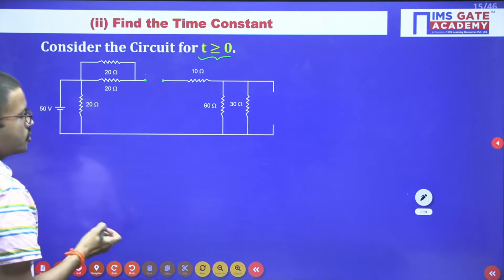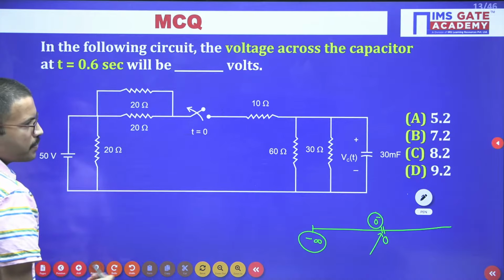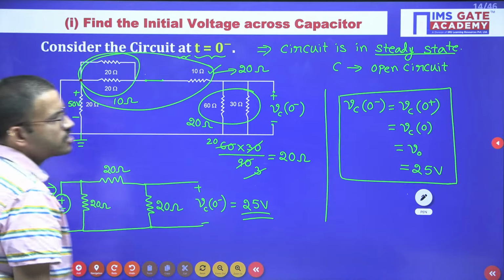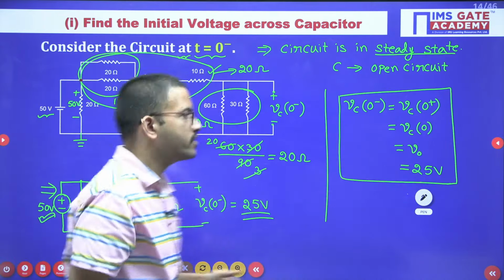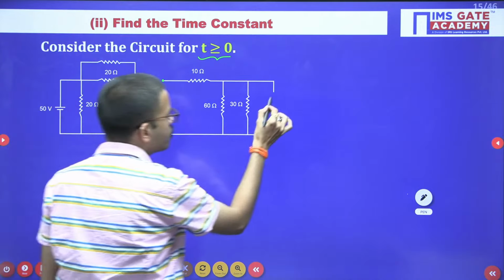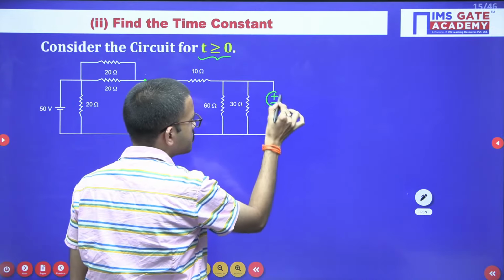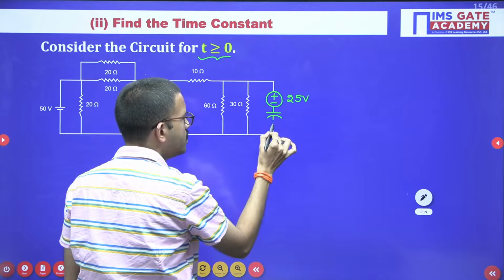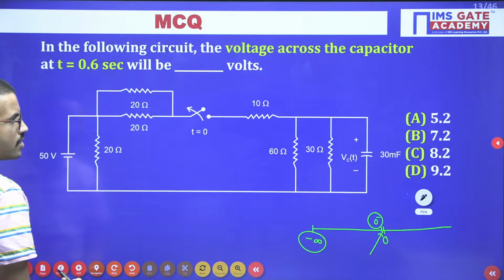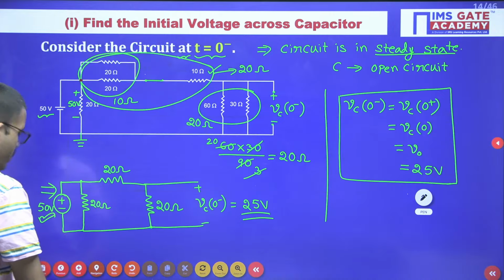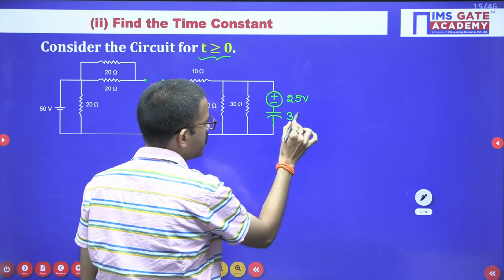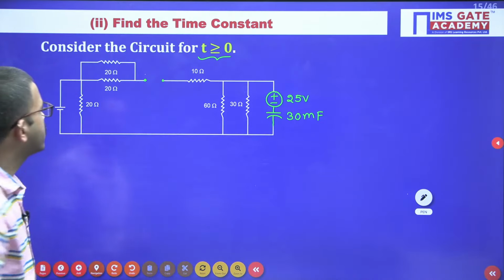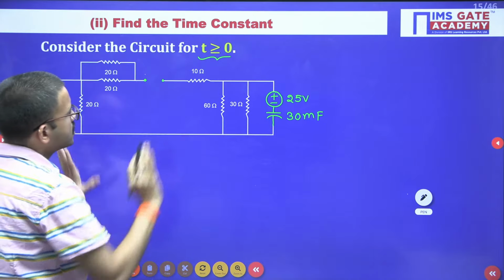Fine. So here you are having a capacitor whose value is 30 millifarad, right? Capacitor value is 30 millifarad, and just now we got the initial voltage as 25 volt. This initial voltage we have to consider, and we have to keep it in series with the capacitor. So here the capacitor value is 30 millifarad. Okay, right. So now just observe the circuit diagram.